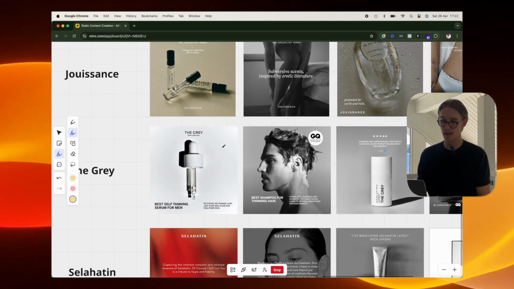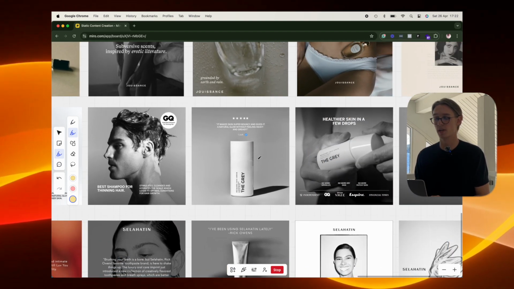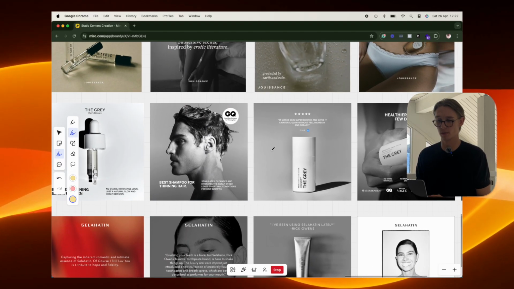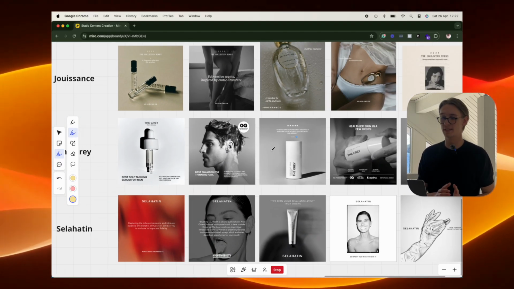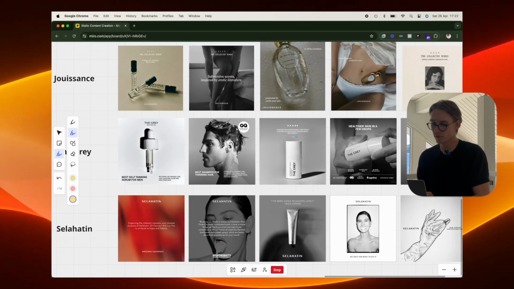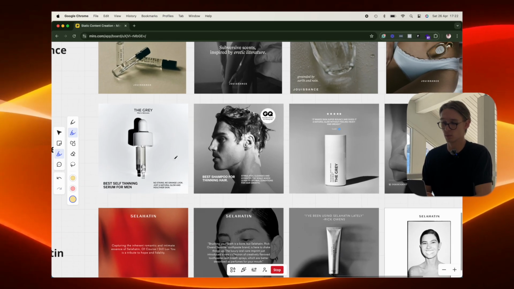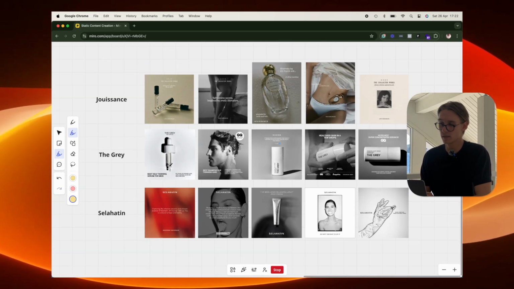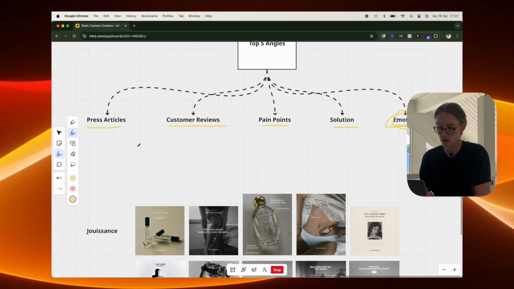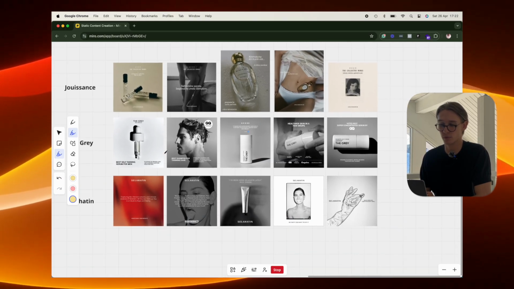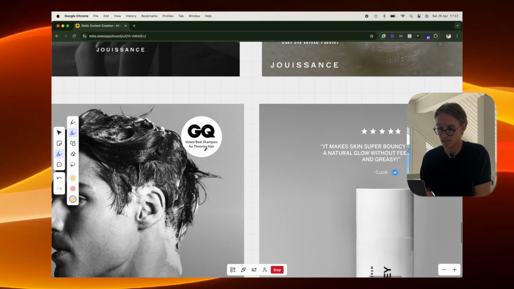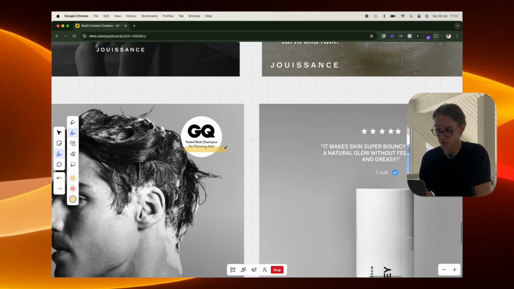So for The Grey, we actually did a bit broader strategy. We've been doing it for them for around 2 years now, and we really tested everything there. One of the main angles and one of the main things that works best is a press article, so we get a little bit of validation from the press here with GQ, as you can see here, for the best shampoo for thinning hair.